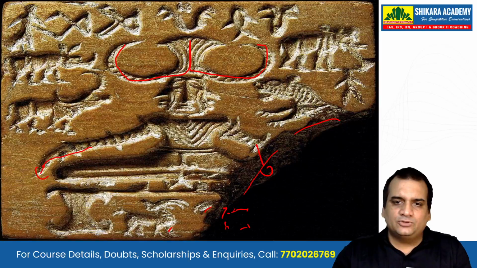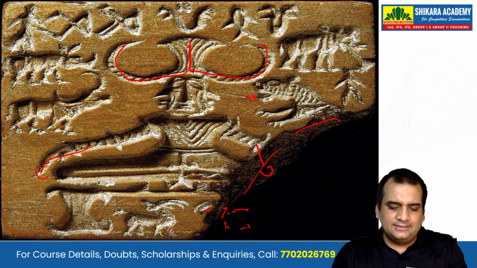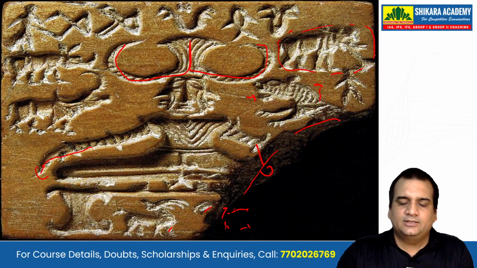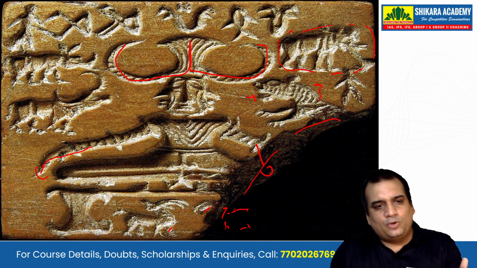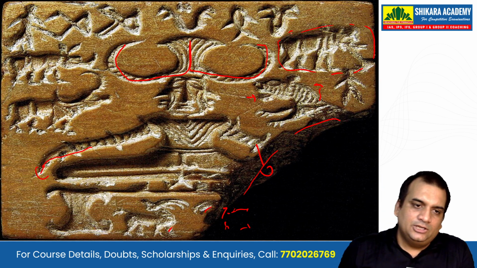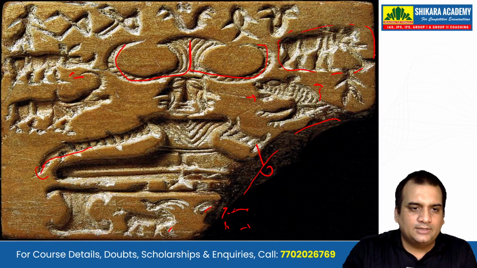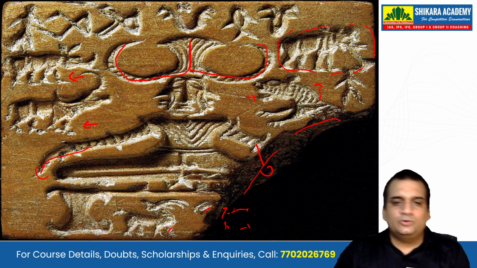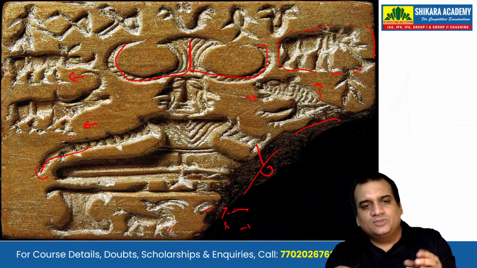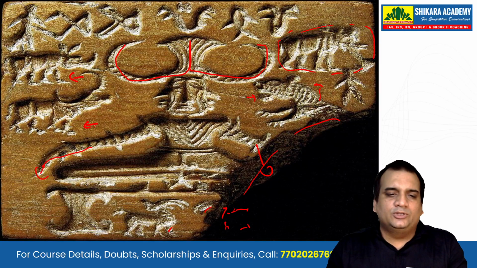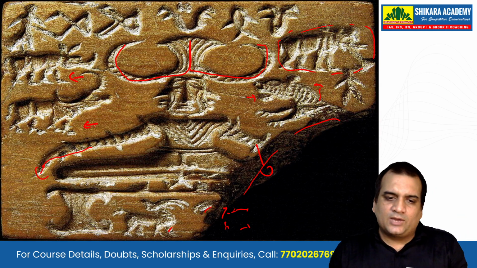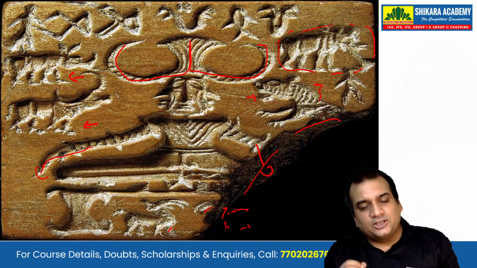At the top, if you see this side, there is a tiger, and just above the tiger, there is the elephant here. And at the opposite side, if you try to see, guys, you will see a rhino at the top, and here you see a buffalo at the bottom. So this is displaying that this yogi who is sitting, he is sitting along with these many animals, and that is why this seal is called the Pasupati seal.